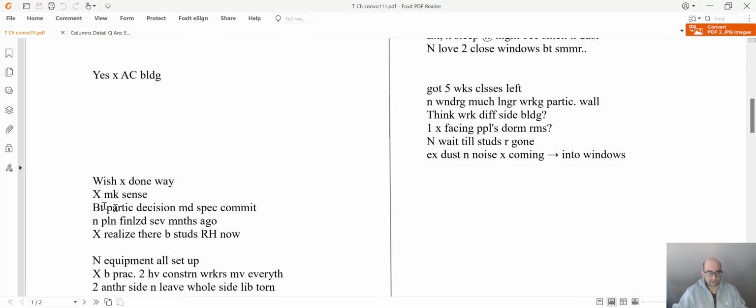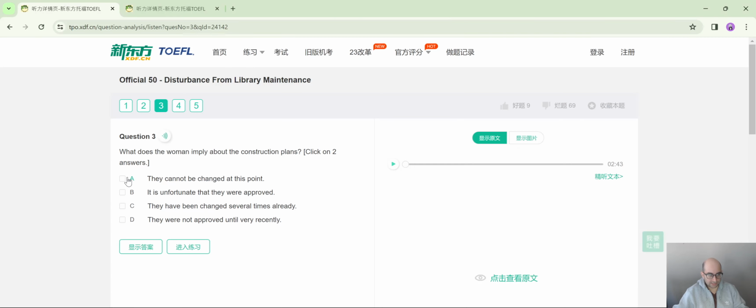So see here, and any information after transition devices, really important guys, particular decision, the specific decision was made by a committee. Well, they have authority on this, right? So it's probably gonna be a permanent decision. And they mentioned the word finalized, huge keyword, several months ago, yeah. And so it is A, but what are our other options? Because we need to select one more too.